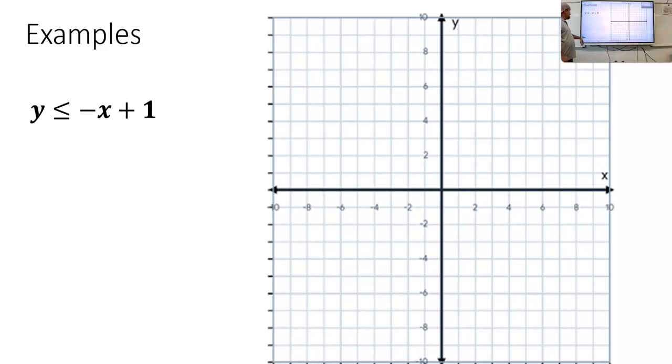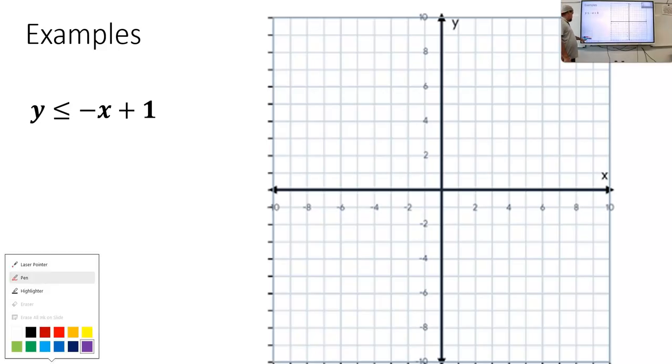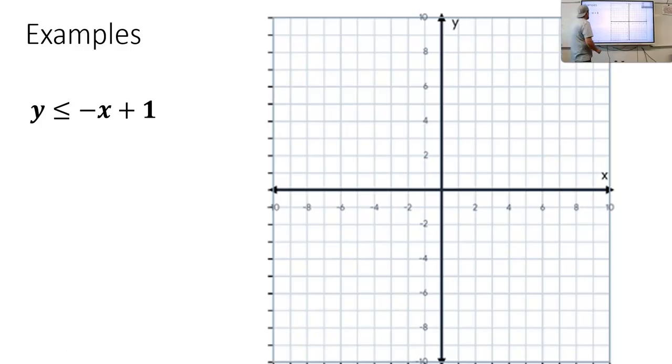Okay, y is less than or equal to negative x plus 1. All right, so I have a y-intercept of 1 and a slope of negative 1. So the y-intercept starts at 1, slope is down 1, right 1, down 1, right 1. That's what negative 1 means.